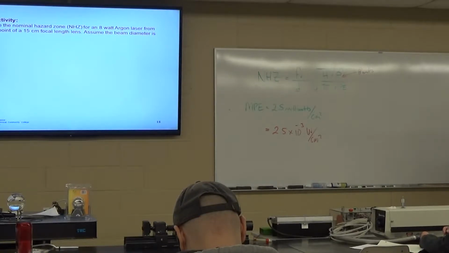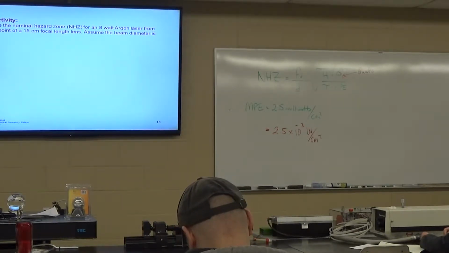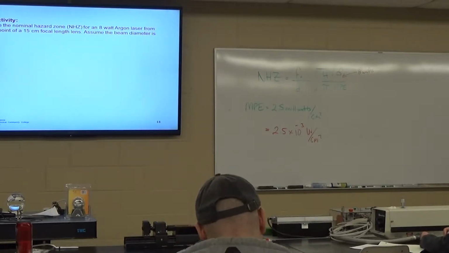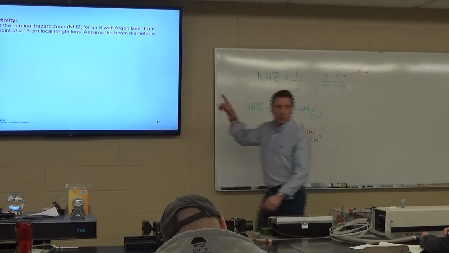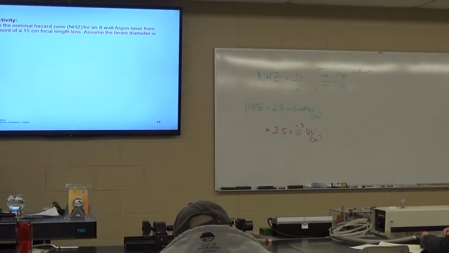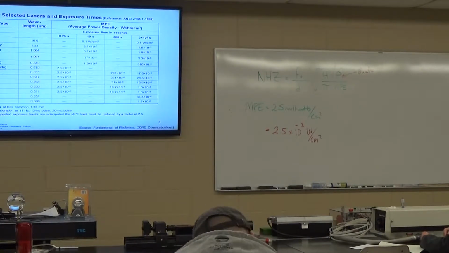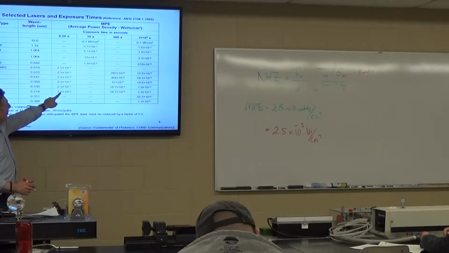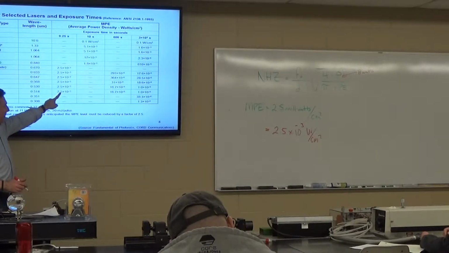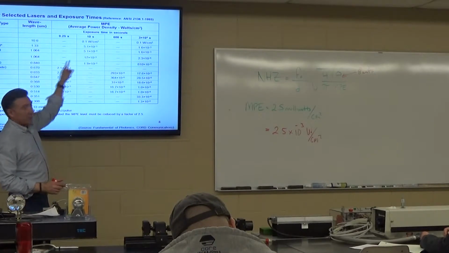Where did you find the MPE level? This comes from the table in your notes. Right there. So for argon laser, here's the wavelength, maximum permissible exposure for a quarter second blink response, 2.5 times 10 to the minus third watts per centimeter squared.